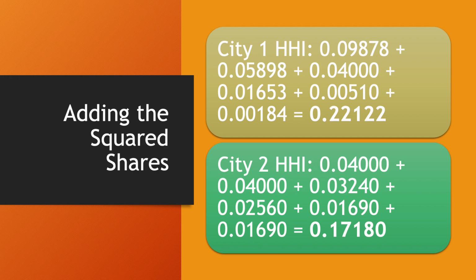The next step is adding the squared shares. So when we add up all the squared shares together, we get city 1 at 0.221 and city 2 at 0.172.